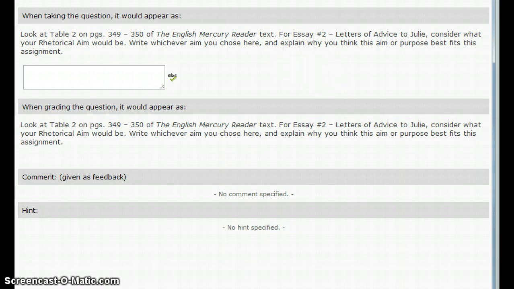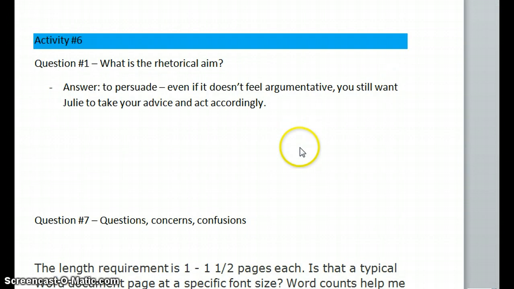So I just wanted to clear up that for question number 1, the rhetorical aim that I was really hoping you would pick out was to persuade. And I understand that some of you may have not been drawn to that rhetorical aim because sometimes persuasion is associated with the word argumentation, which can feel combative or confrontational. And if you're not a combative or confrontational person, you might think, ooh, I don't want to do that. I'd rather share my feelings with Julie or express my ideas to Julie or explain to Julie.